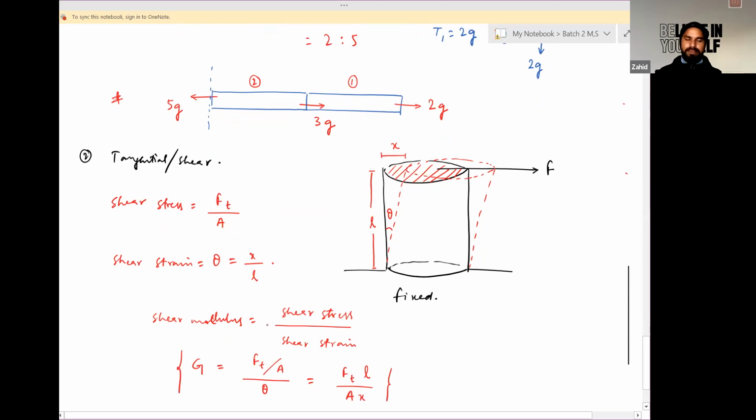Now this G is basically, in this case, due to application of force there is change in shape. So this G or shear modulus will define the elasticity in shape of a body and will have the same unit, Newton per meter squared.